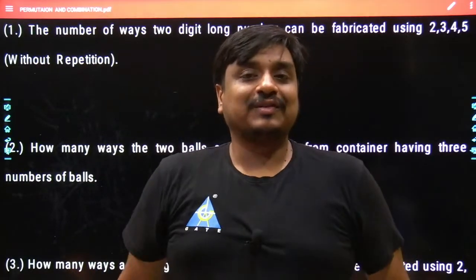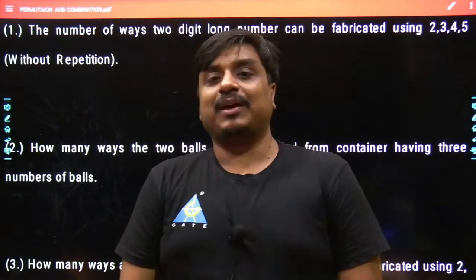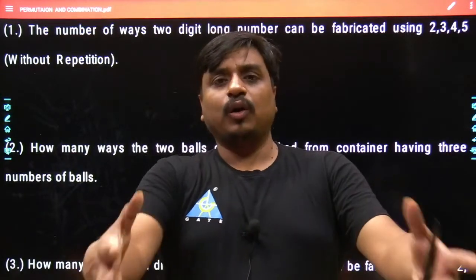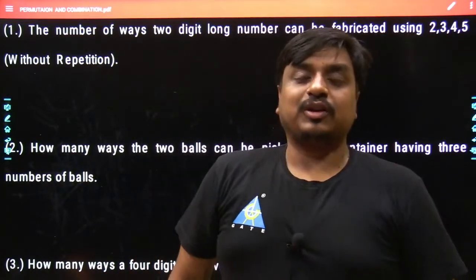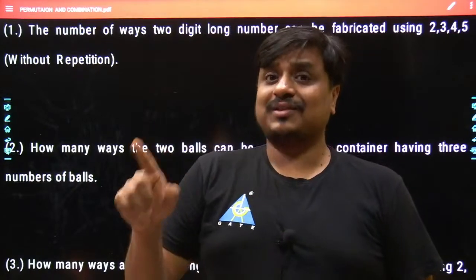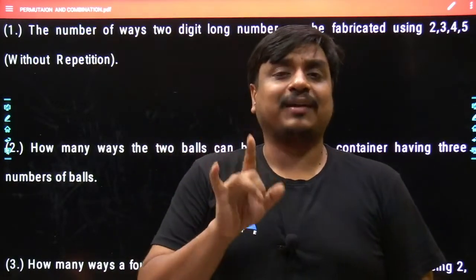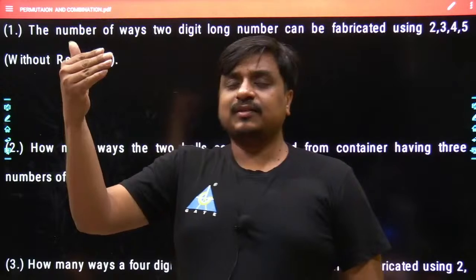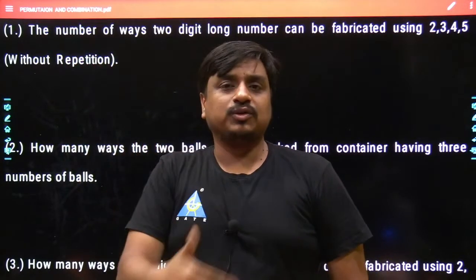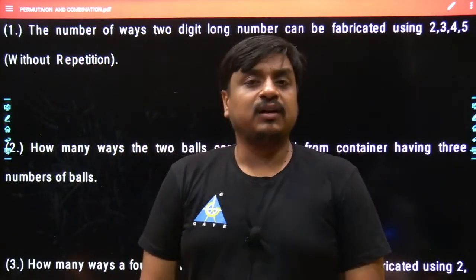In the worst scenario, the number of R could be the same as the number of N. That means all of the items have been selected together. So as far as the range of R is concerned, it starts from 1 and goes up to a maximum of N. Similarly, in the sequence of important conclusions, we derived that NC1 is equal to N.